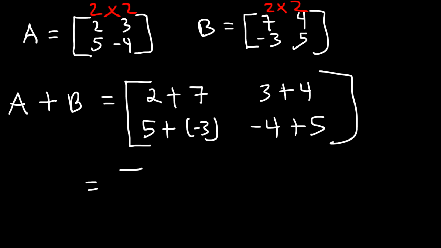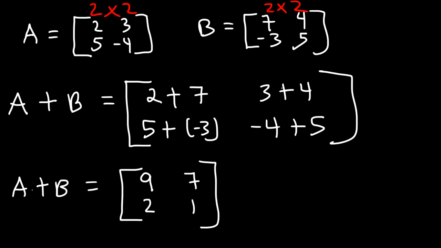Now, 2 plus 7 is 9. 3 plus 4 is 7. 5 plus -3 is 2. -4 plus 5 is 1. So this is the sum of matrix A and B. And that's a simple way to add two matrices together. It's not very complicated.